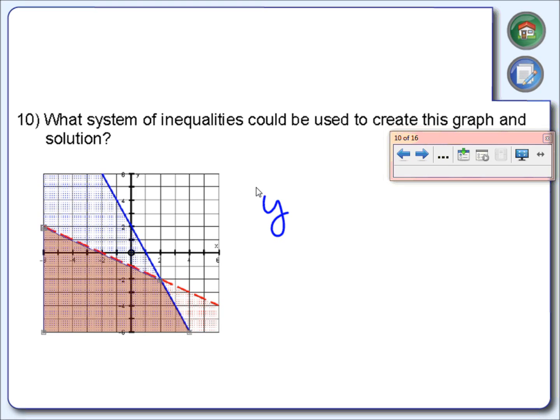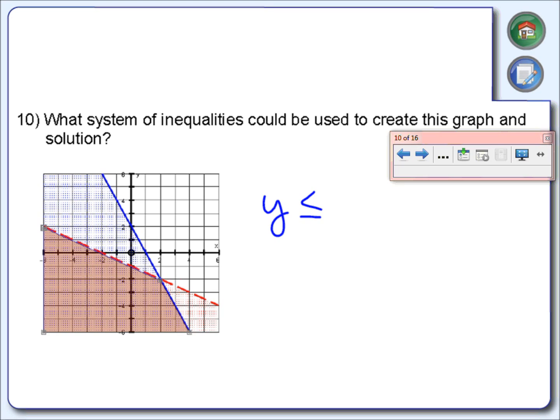The blue one. First thing I got to do is decide what kind of inequality symbol do I need. Do I need a less than or do I need a greater than? Well, look at the shading of that line. Just notice it's shaded to the bottom. And because it's shaded to the bottom, what kind of inequality should I use? Less than. Next thing I'm going to look for is to see if I need an equal sign. Do I need an equal sign on this one? Yes. We know that because it's a solid line. So I have y is less than or equal to something.